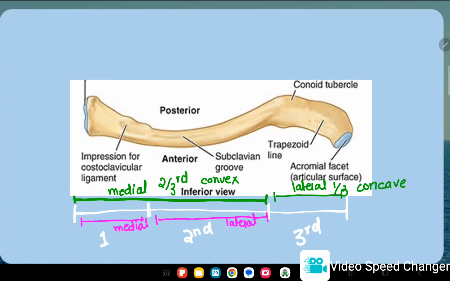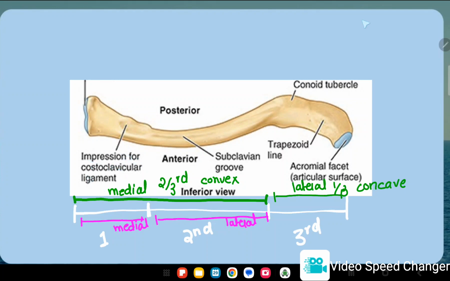Now see here. I already explained to you the anterior border, right? This is the anterior border of the medial 2/3 which I am explaining. This is the posterior border. Superior surface I showed you previously. Now see, this is the inferior surface. You can see this inferior surface has a depression, which you can say is an impression or depression, right? Impression for the costoclavicular ligament.